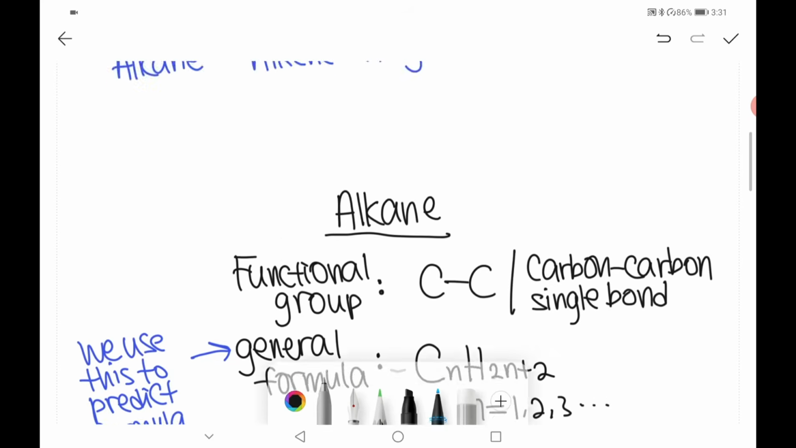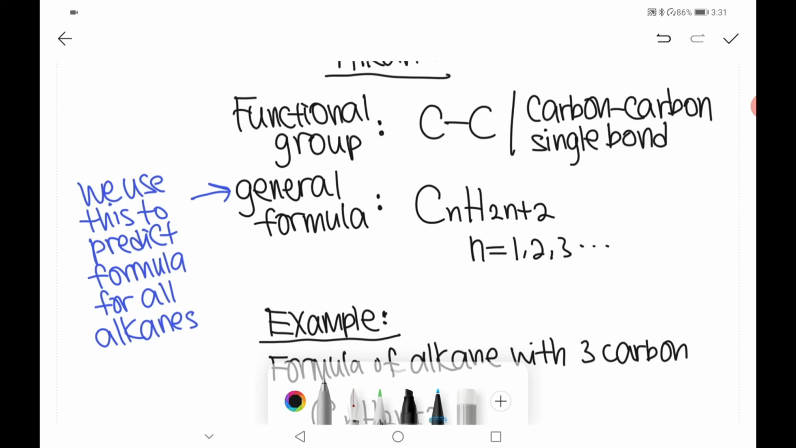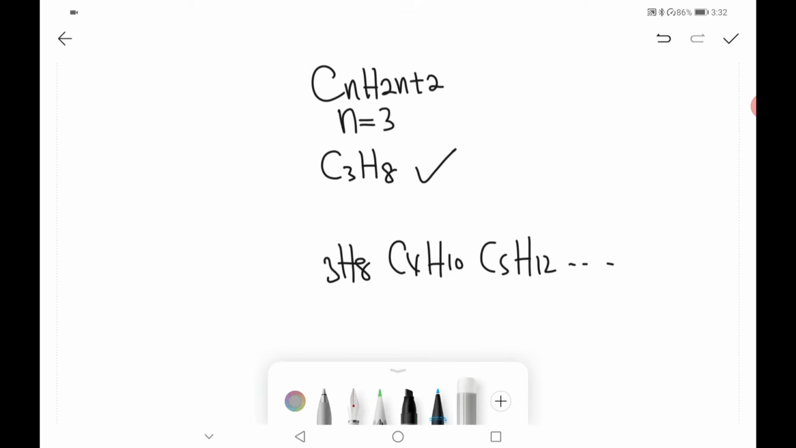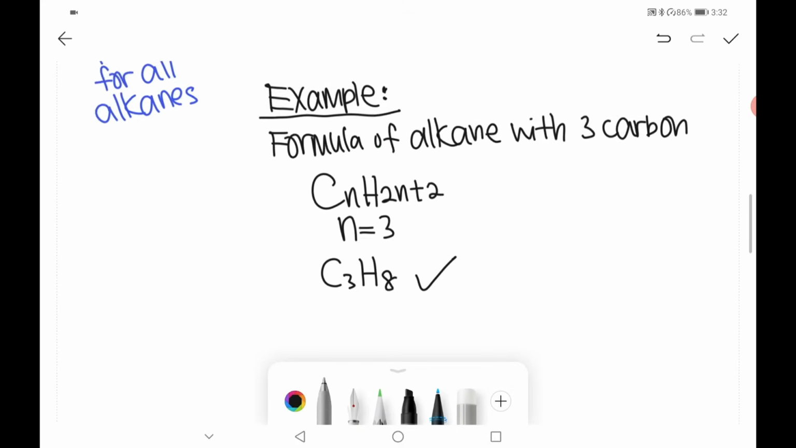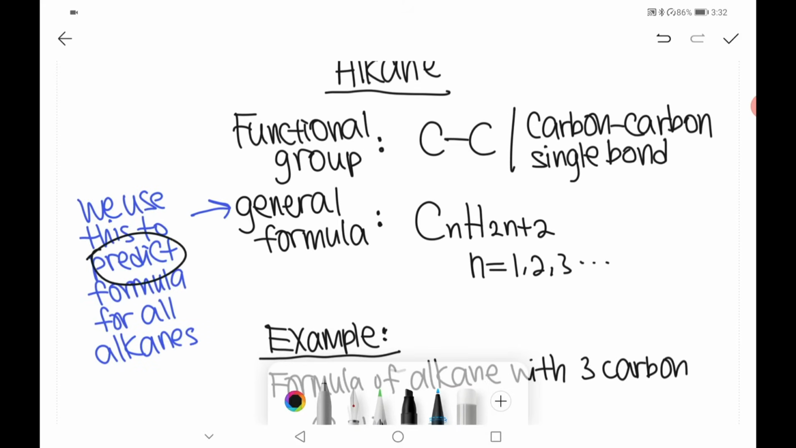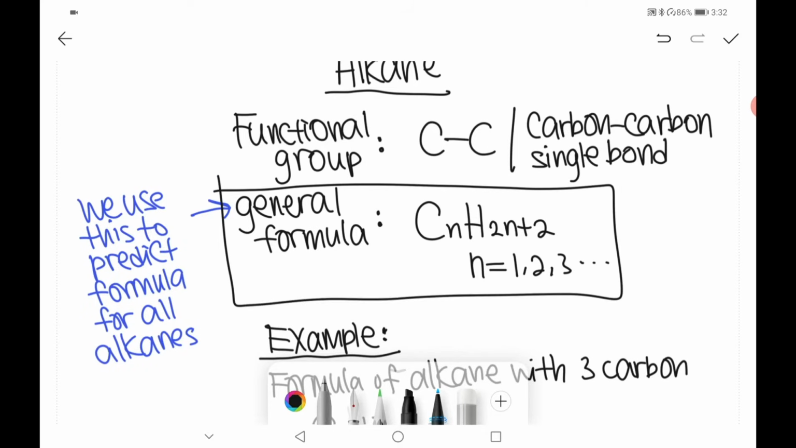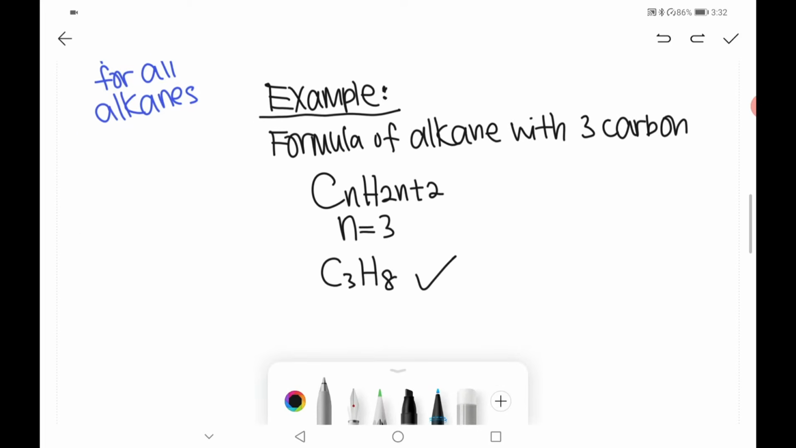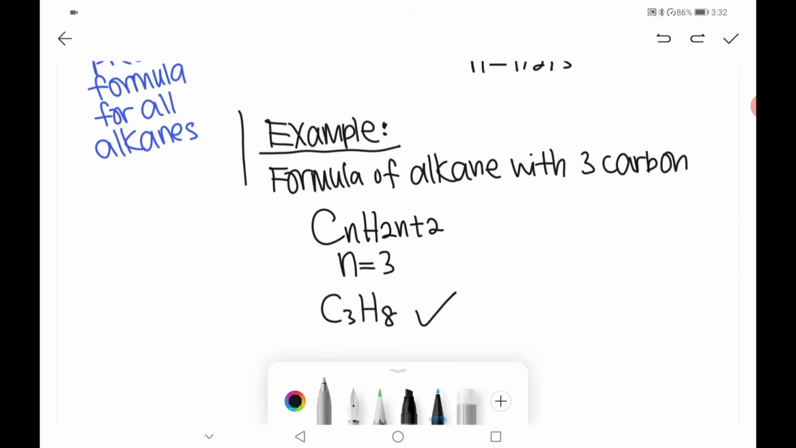So you don't need to memorize the alkane formulas, say C3H8, C4H10, C5H12. You will see a long table in the textbook or reference book. You don't need to memorize all the formulas; you can predict them by using this. The general formula is used to predict the formula for all the alkanes.